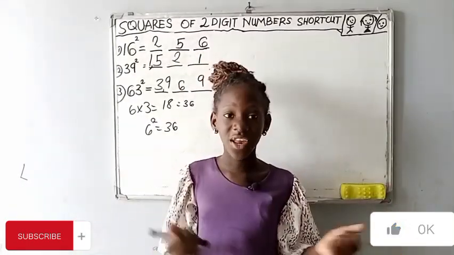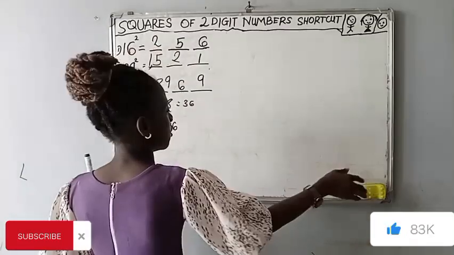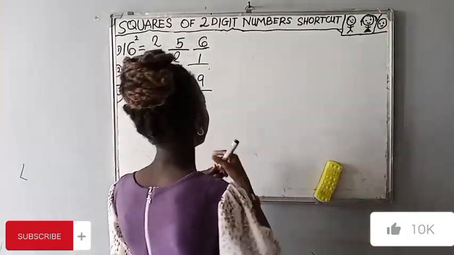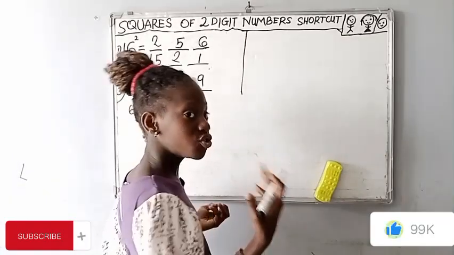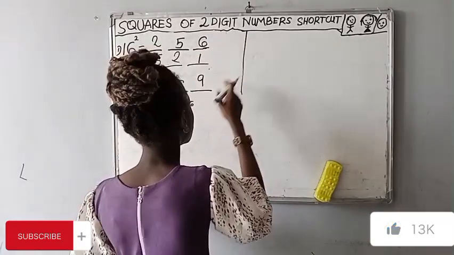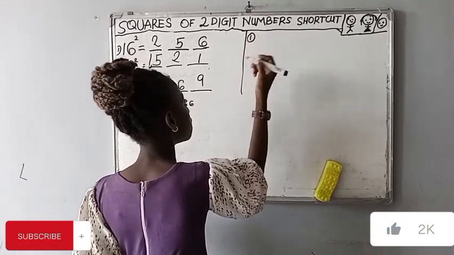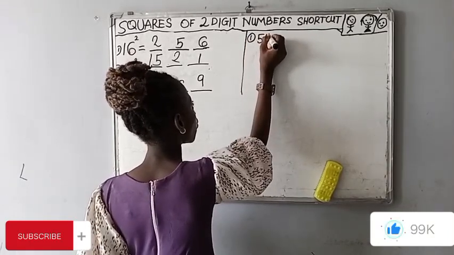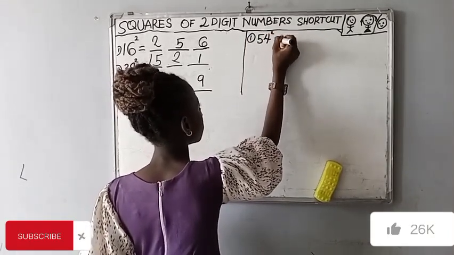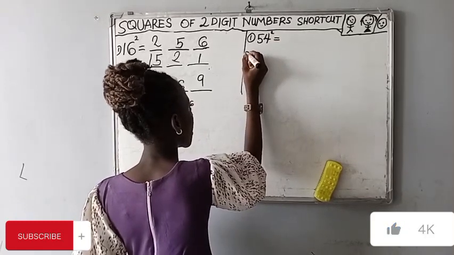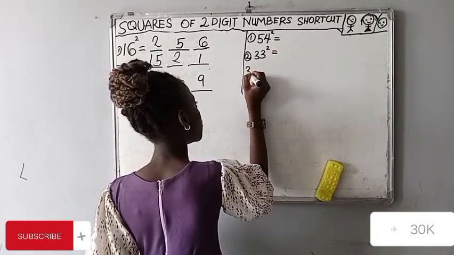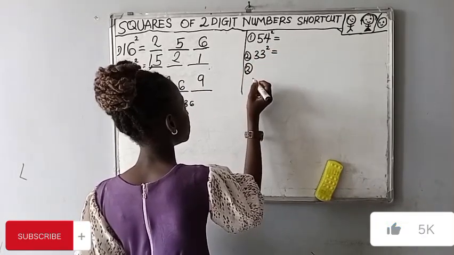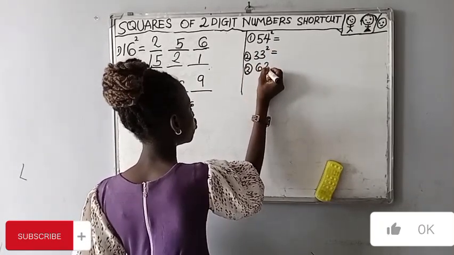Now, let me give you a classwork. Let me write it over here. It's going to be 5 questions for you to solve using these examples. Number 1, find 54 squared. 2, find 33 squared. 3, find 62 squared.